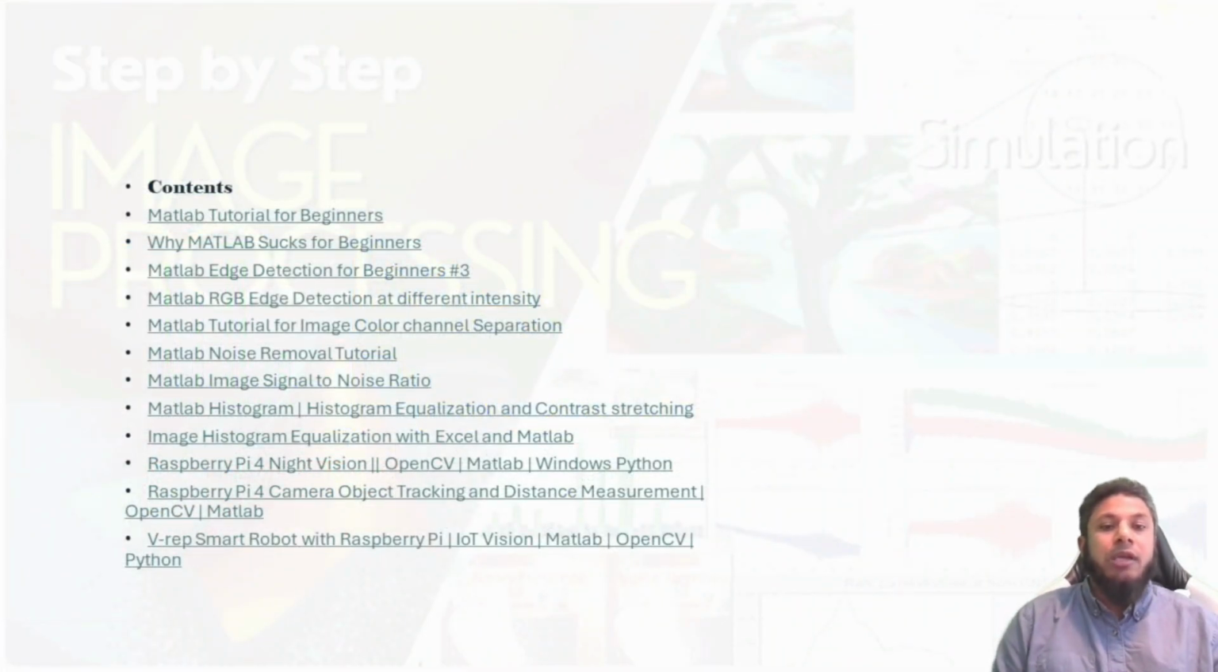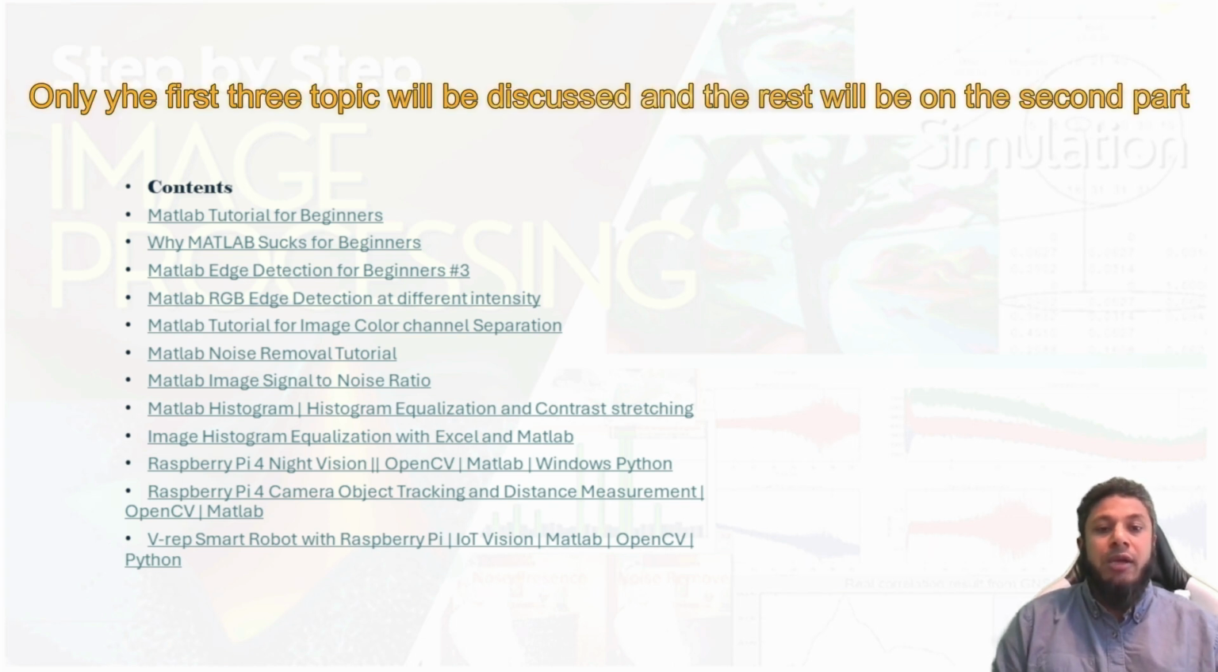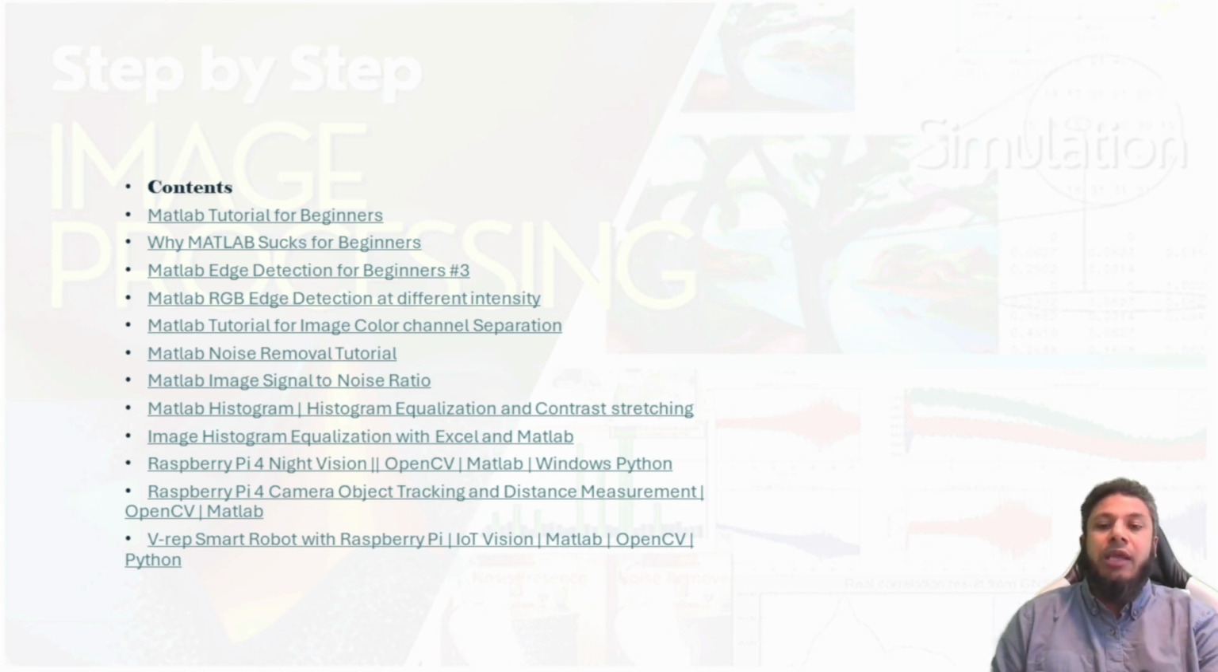MATLAB tutorial for beginners, then image color channel separation, edge detection, signal to noise ratio, histogram equalization with Excel and MATLAB, Raspberry Pi 4 night vision project with MATLAB, then camera object tracking with MATLAB, and lastly VRAP smart robot simulation with Raspberry Pi and MATLAB software. All of them are image processing topics with lots of tips, tricks and techniques.